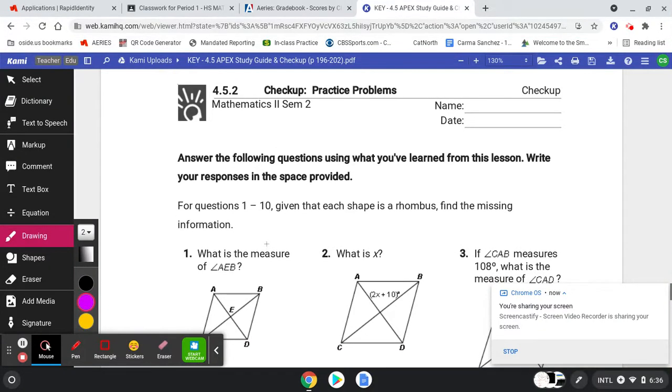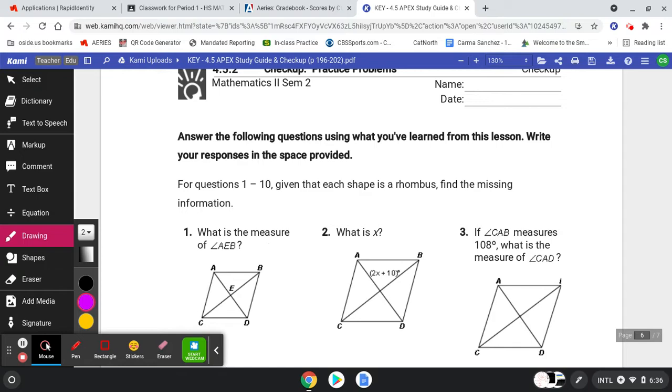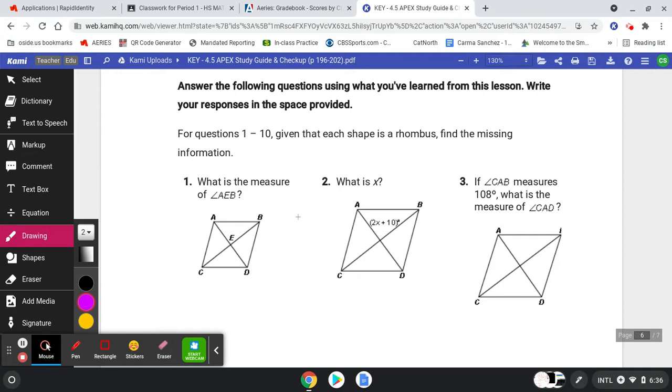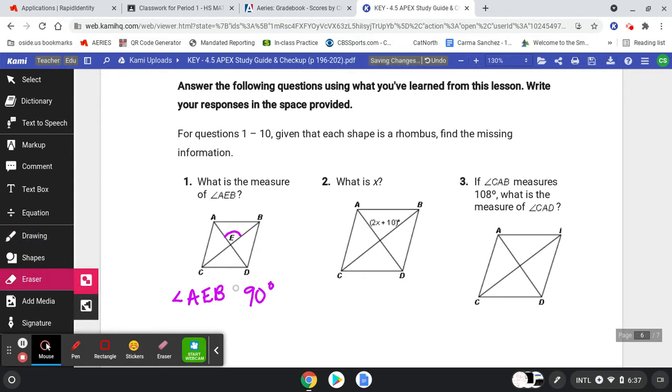All right, now let's do the 4.5.2 checkup, practicing some of these problems on rhombi and squares. One of the new things we're learning today: it's asking what the measure of AEB is. These interior angles are all 90 because the diagonals bisect each other. So the measure of angle AEB is just 90 degrees. So all four of those interior angles are 90.